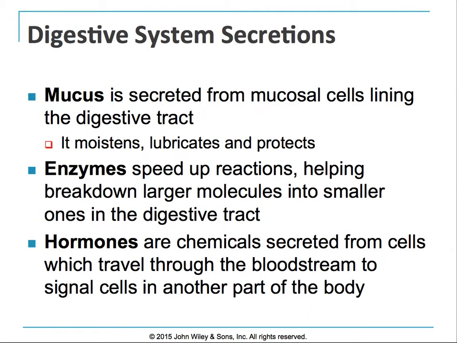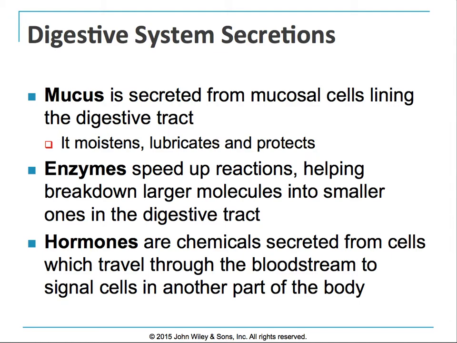So we're going to talk a little bit more about those secretions that we just mentioned in the last slide. Mucus is secreted from mucosal cells lining the digestive tract. It moistens, lubricates, and protects the inside of your digestive system. So these are those mucosal cells that we were just talking about a couple slides ago, the ones that regenerate every 2 to 5 days.